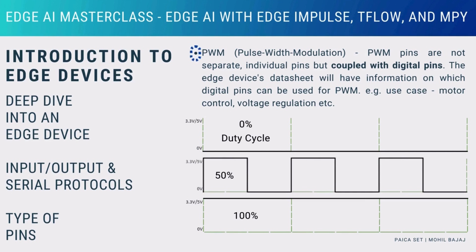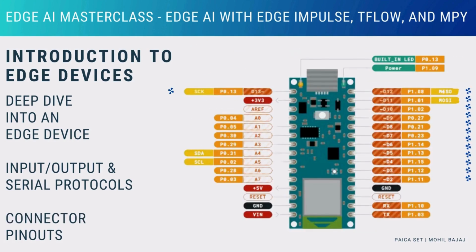PWM pin is nothing but a digital pin with added circuitry to provide PWM functionality on the edge device. The device's datasheet will contain information about which pins have PWM functionality. On the pinout diagram, they are usually denoted by a tilde or the wave symbol. Now that we know how a PWM pin works and how to identify it on the pinout diagram, let's understand why we need it in the first place.